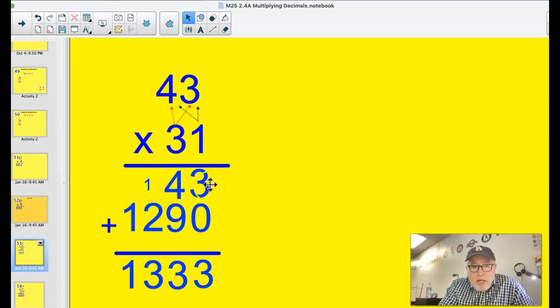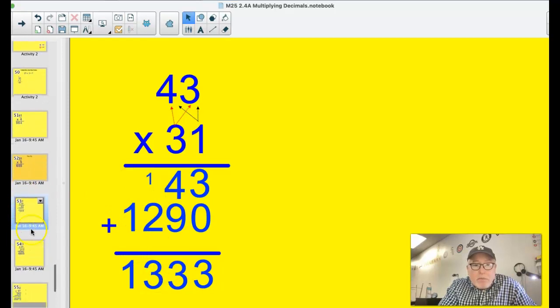Let me do that one more time. 3 plus 0 is 3. 4 plus 9 is 13. Here's the 3 for the 13. Here's the teen, as I like to call it. 1 plus 2 is 3, and 1 plus 0, 1. 1,333.